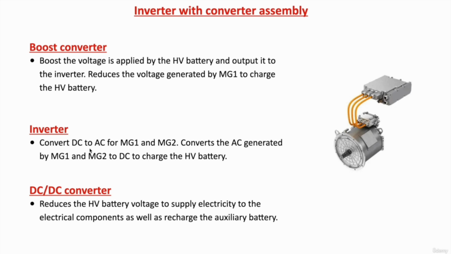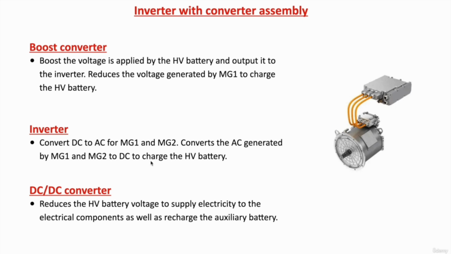So we need a converter to convert DC to AC. So we need an inverter. The inverter helps in the conversion of DC to AC, meaning DC power from the battery to AC to provide to motor 1 and motor 2, which is your generator and motor. Next, it converts the AC generated by MG1 and MG2 to DC to charge the HV battery.